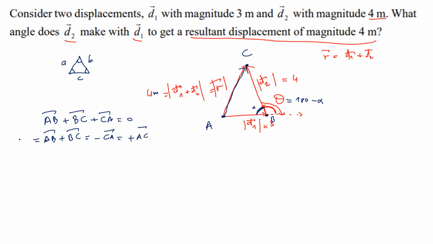So here, I'm just telling you that AC, and by the way, this AC here is a resultant, R, is equal to AB, the first displacement, D1, plus D2. BC is the second displacement, as you can see. AB is D1, BC is D2, and AC is the resultant. You can always write this type of relationship in a triangle.